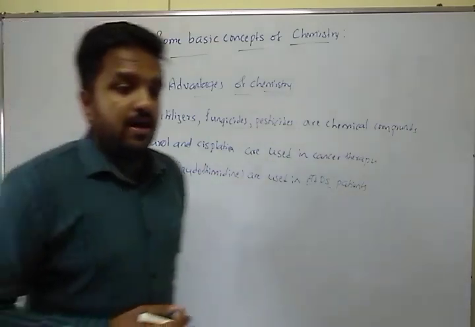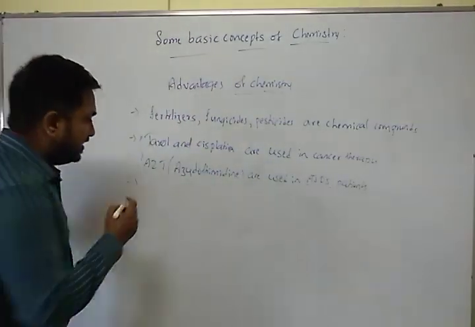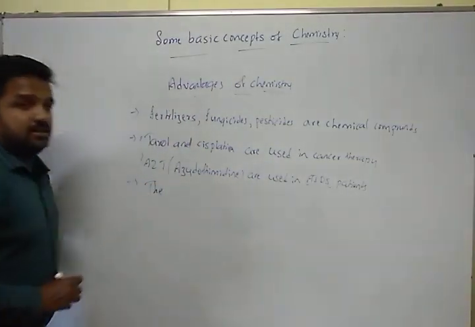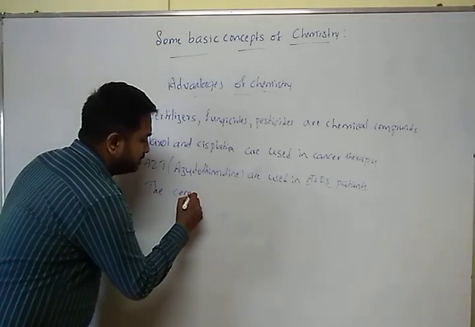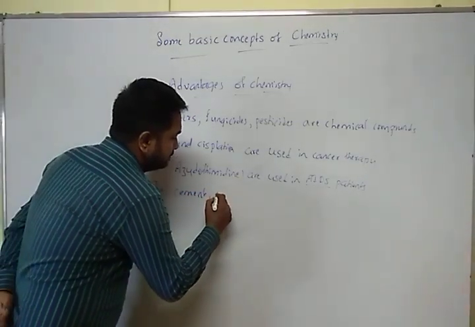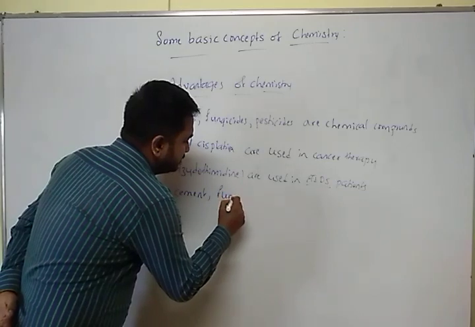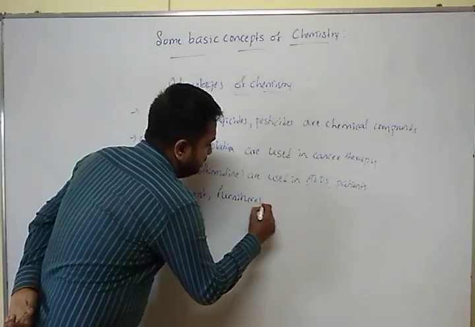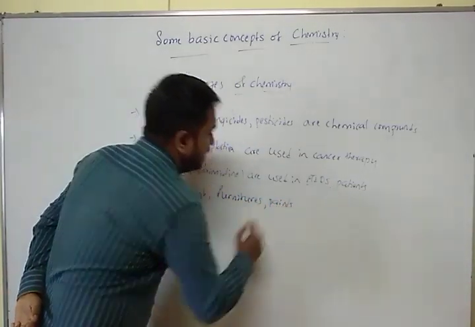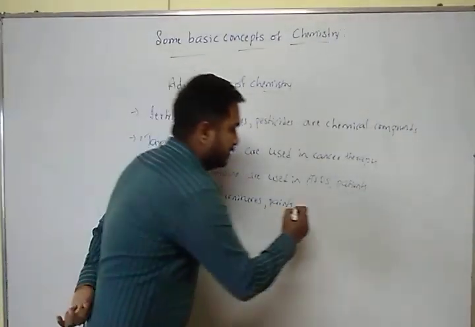So there are huge applications in the field of medicines, and these are just 2 examples in this case. And the next one, what we use is the construction materials. For example, the cement, furnitures, paints, and all these are chemical compounds.